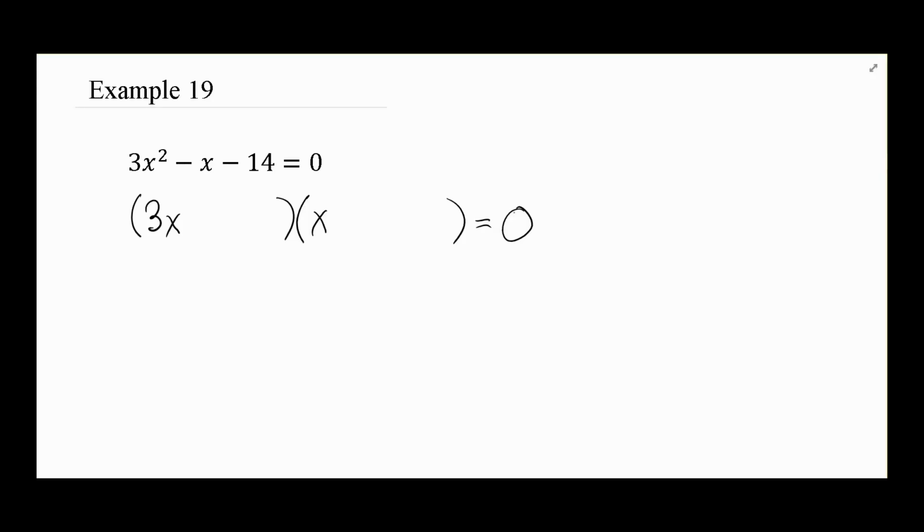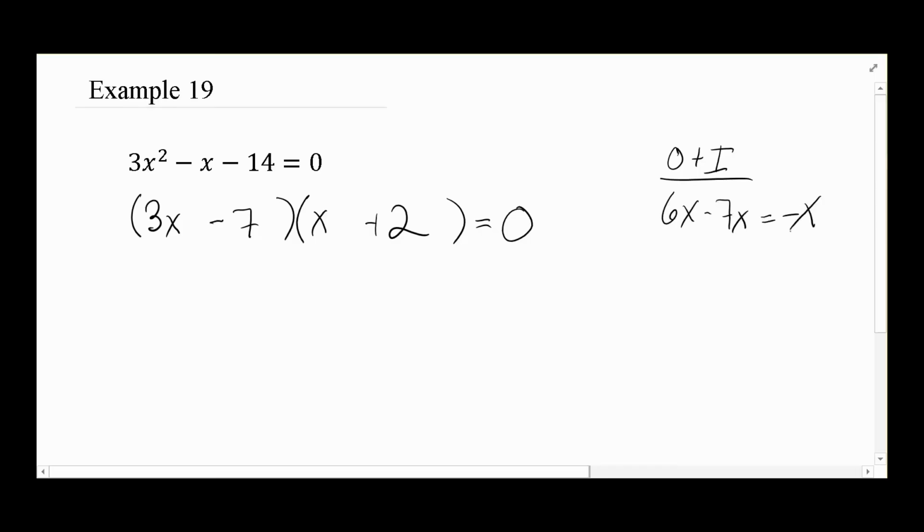And we're going to say, I need to make sure that I got a 7 somewhere and a 2 somewhere. And for my check part of guess, check, and revise, I have 6x minus 7x is negative x. That is my middle term. So this is the correct factorization.